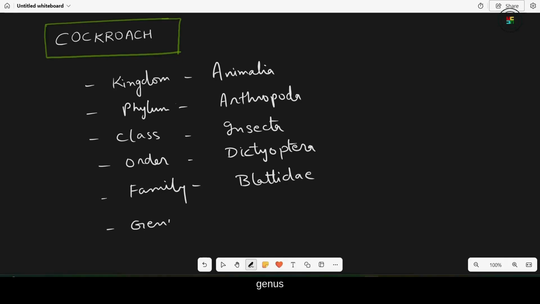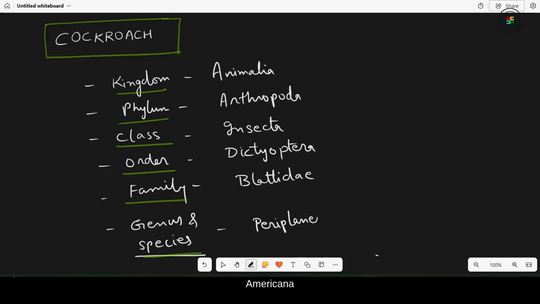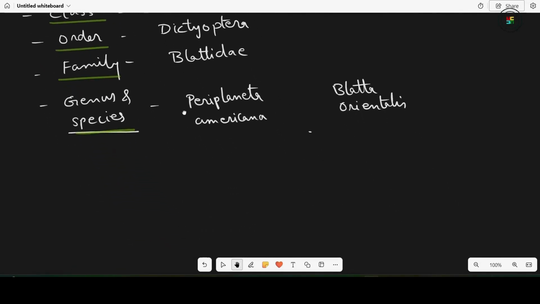and genus and species we have Periplaneta americana, Blatta orientalis, and Blattella germanica.